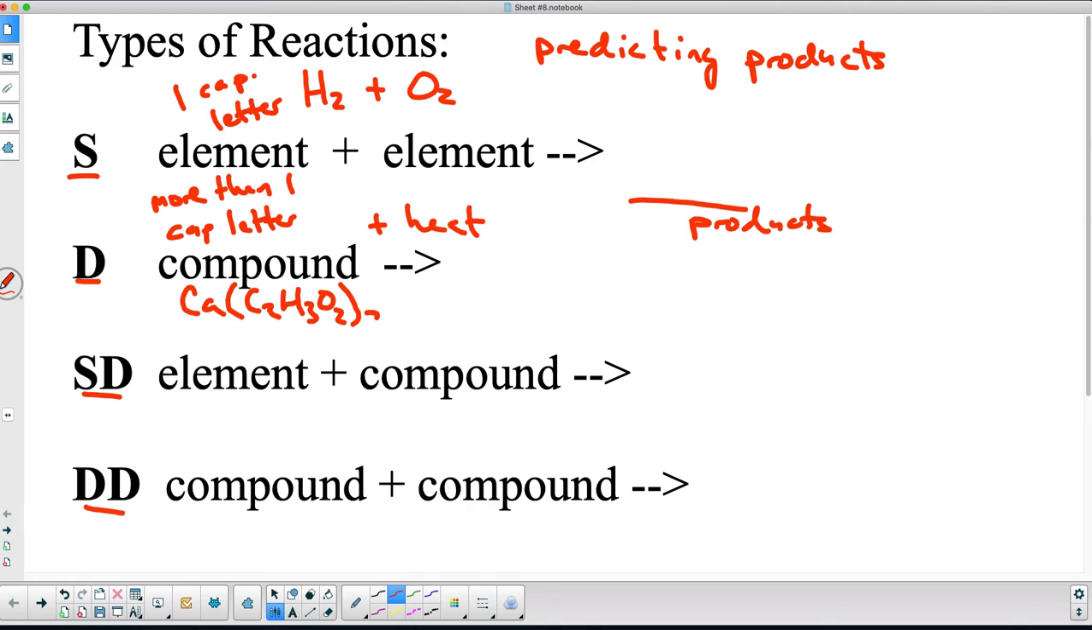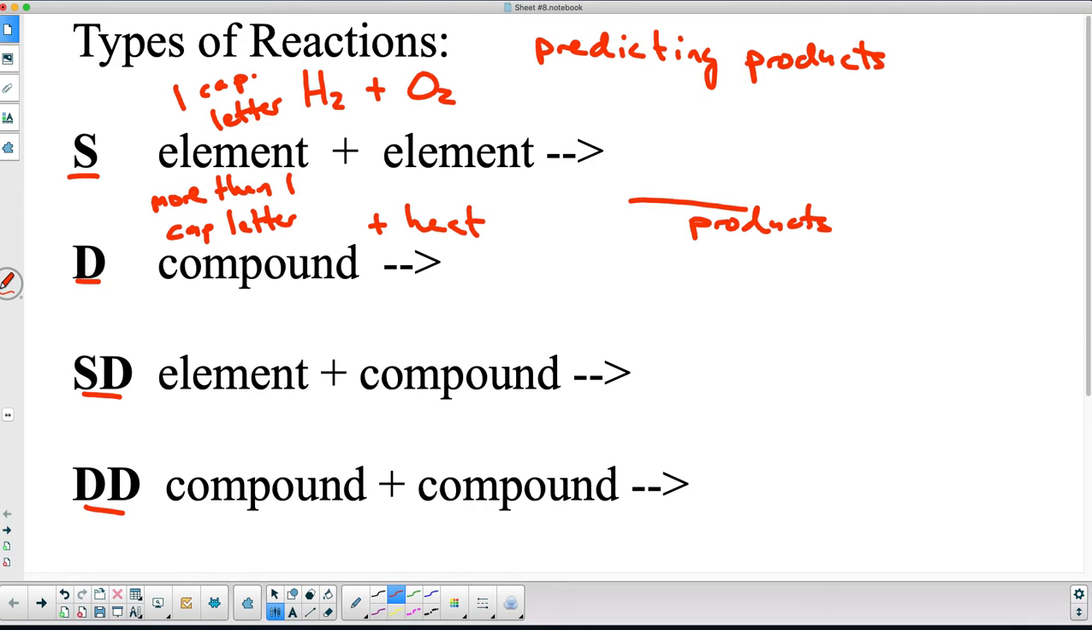C2H3O2 is a pretty common polyatomic ion. That's acetate, so this is calcium acetate. And we don't have a rule for breaking up acetate, but we do have a rule for breaking up calcium sulfate. We do have a rule for breaking up calcium carbonate. So all of those things that you remember from before for the decomposition reactions.